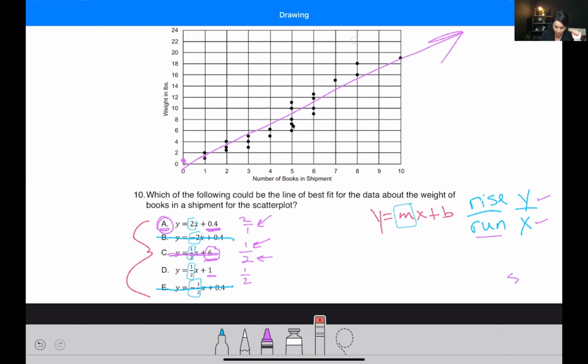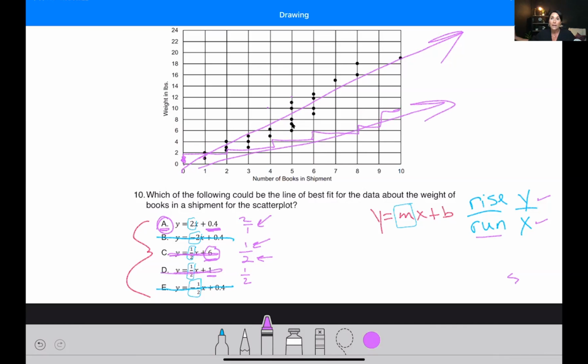Okay, now let's check this y-intercept here. 1, that's a little bit closer, but if we started at 1 and we went up 1 over 2, up 1 over 2, up 1 over 2, we're still too short. We're going this way. We're too far down on the y-intercept. We're too far down. So the best answer is A.